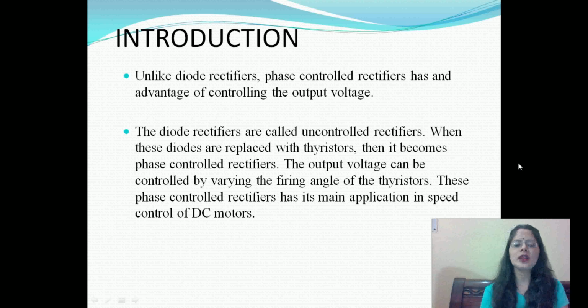So phase control rectifiers means we have a circuit and here the diode is replaced by the thyristor. Okay, and when these diodes are replaced with the thyristor, then it becomes phase control rectifiers, because with the help of these thyristors we can control the output.